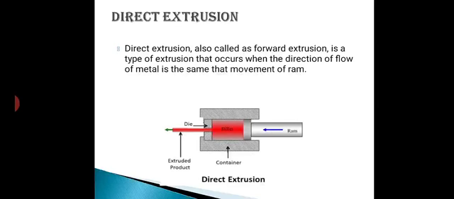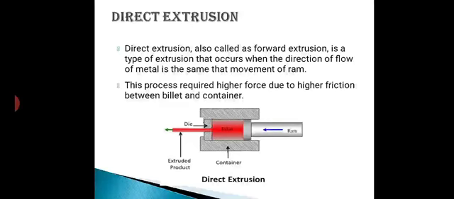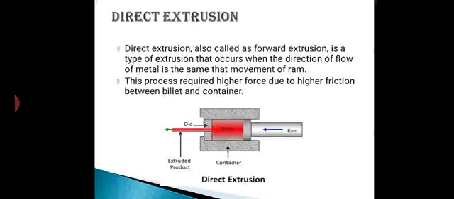Direct extrusion, also called forward extrusion, is a type of extrusion that occurs when the direction of flow of metal is the same as the movement of the ram. In this process, a higher force is required due to higher friction between the billet and the container, at the upper surface of the billet and the container. The direct extrusion can be performed either hot or cold. By direct extrusion, more common products are pipes, framework profiles, rods, rails, engine rings, etc.